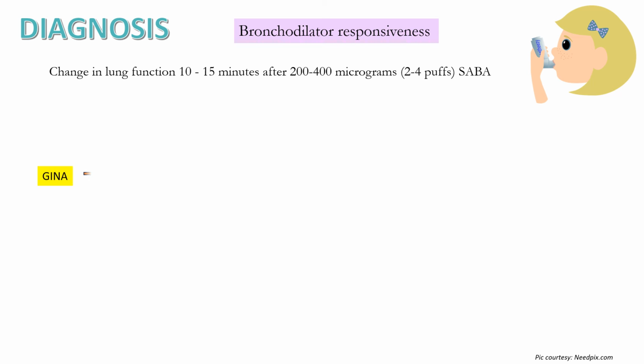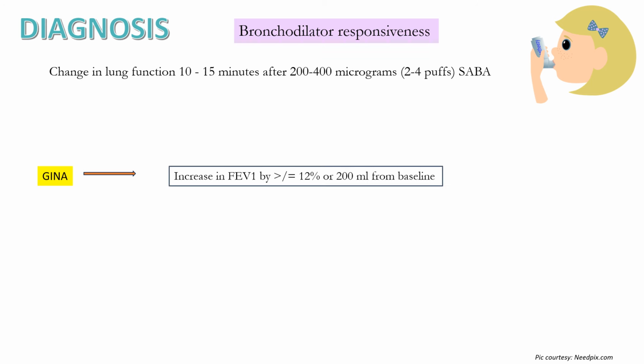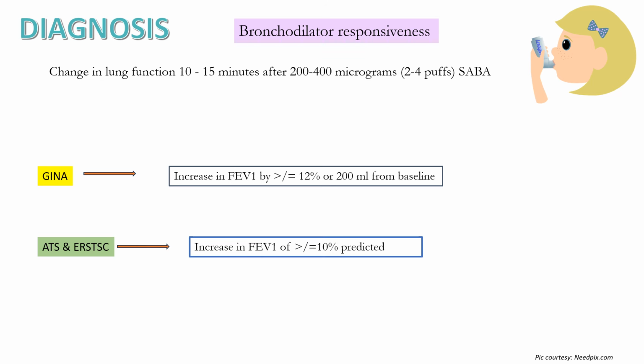So GINA has given this criteria for indicating bronchodilator responsiveness of the airways, but the American Thoracic Society and the European Respiratory Society Technical Standards Committee take the criterion as an increase in FEV1 of more than or equal to 10%, compared to 12% by GINA. GINA is still reviewing the recommendations by the ATS and ERS TSC and has not yet adopted the same, but is thinking of adopting it.